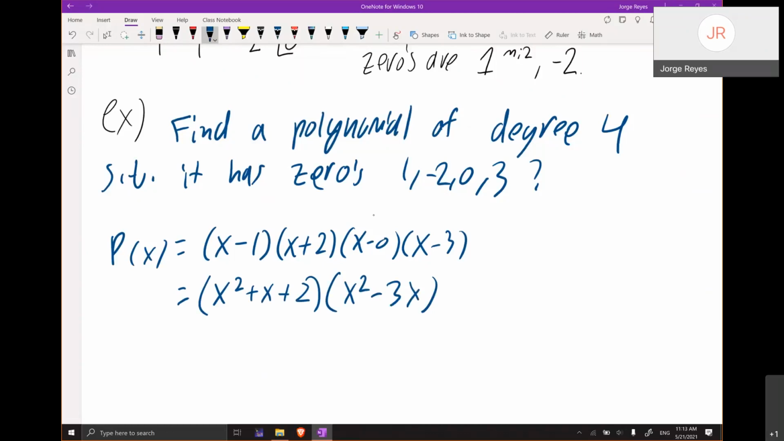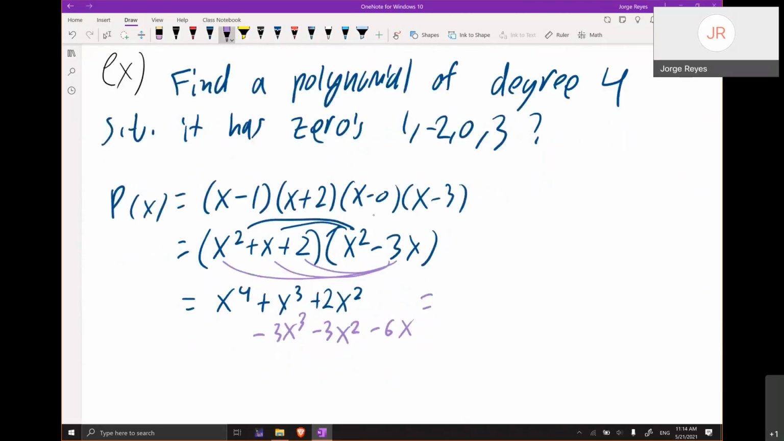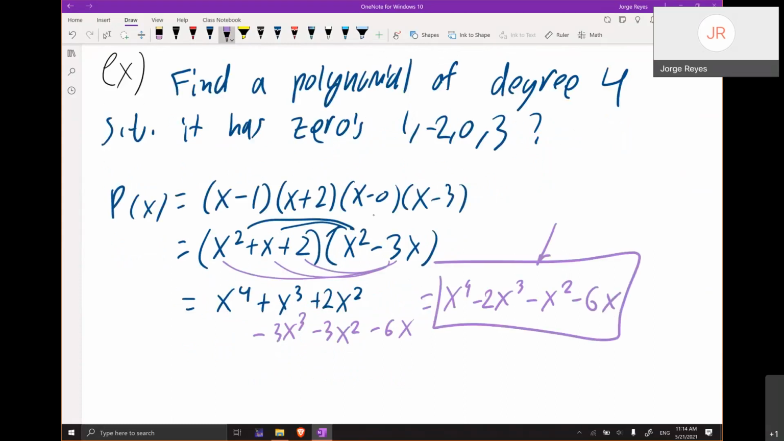And then I'm going to have to FOIL this the long way. So x to the 4th plus x cubed plus 2x squared, and then minus 3x cubed minus 3x squared minus 6x. So if I do that, the answer is x to the 4th minus 2x cubed minus x squared minus 6x. And ta-da, there's the answer. This is the polynomial of degree 4 that has these zeros.